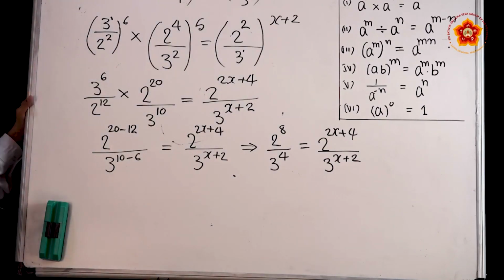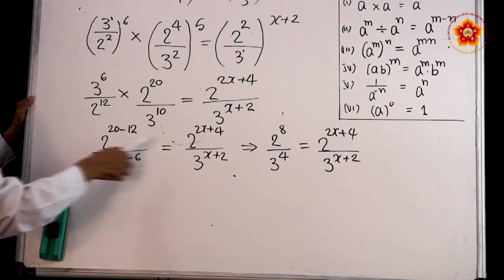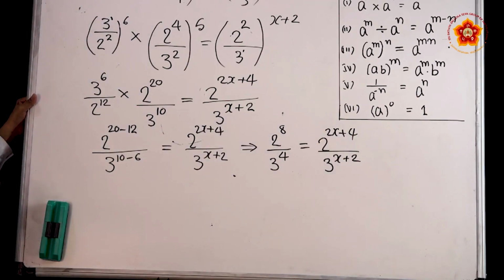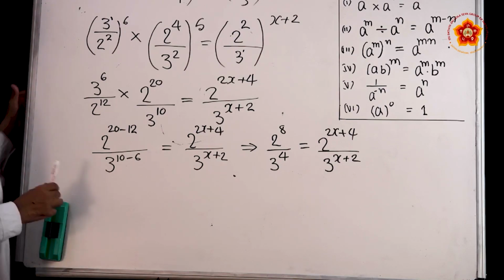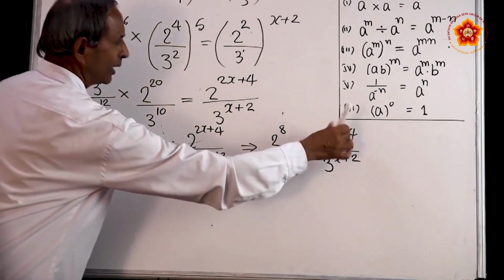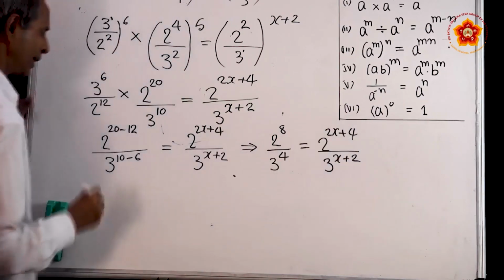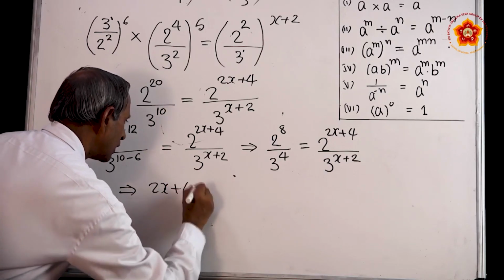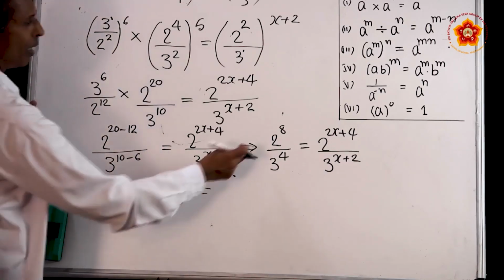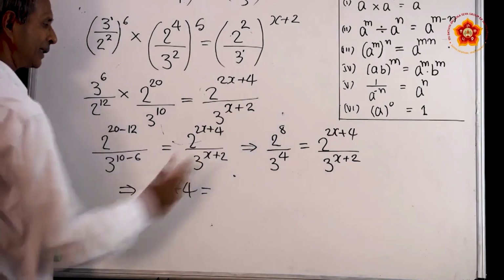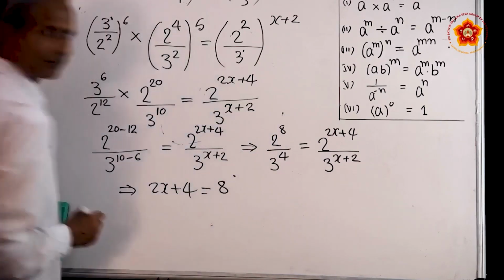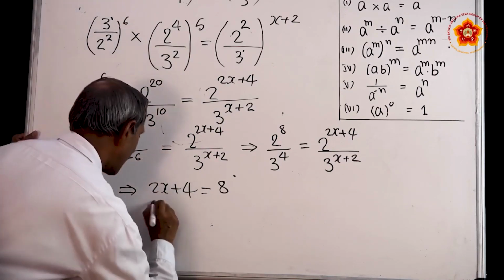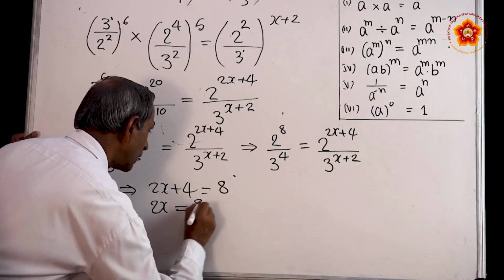To find the value of x, you have to compare both the numerator and denominator separately. First I will compare the numerator. Here in the numerator on the right hand side 2x plus 4 is there. That implies 2x plus 4 equal to, what is the power of 2? That is 8, so it should be equal to 8 only. Now let us simplify the linear equation. That implies 2x equal to 8 minus 4.